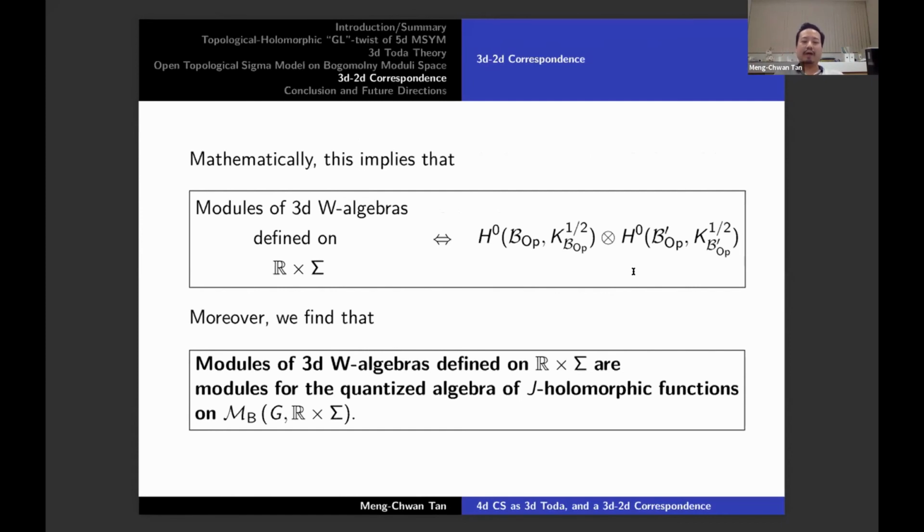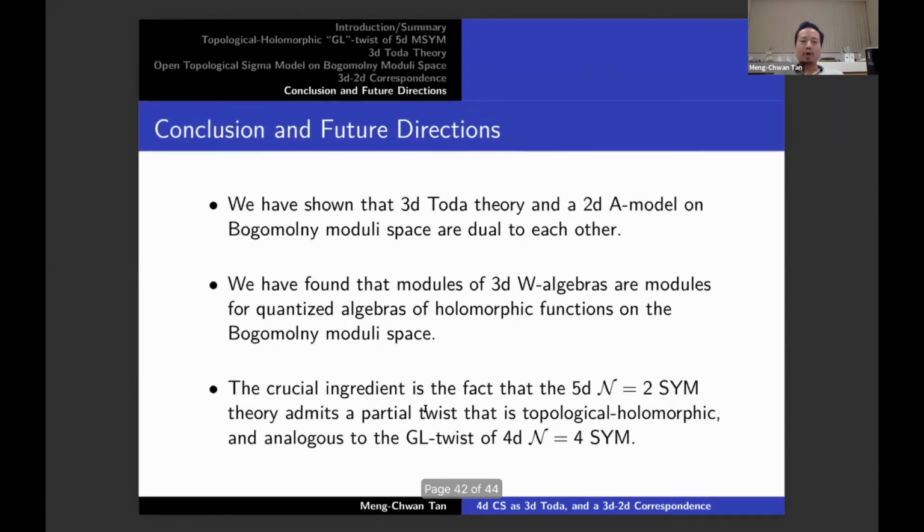And we know, as we have shown, that these states here are modules for the quantized algebra of holomorphic functions, which then means that modules of the 3D W algebra are also modules for the quantized algebra of holomorphic functions on MB. Okay, so to conclude, we have shown that 3D Toda theory and the 2D A model on the Bogomolny moduli space are dual to each other. We have found that modules of the 3D W algebra are modules for quantized algebras of holomorphic functions on the Bogomolny moduli space.